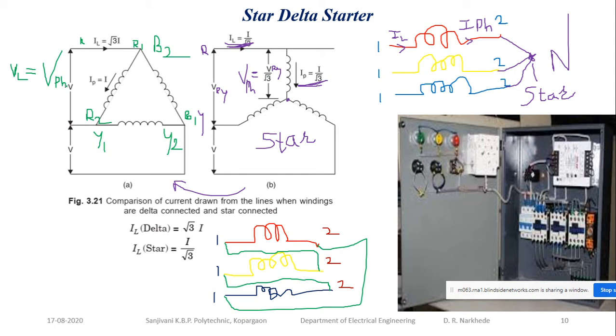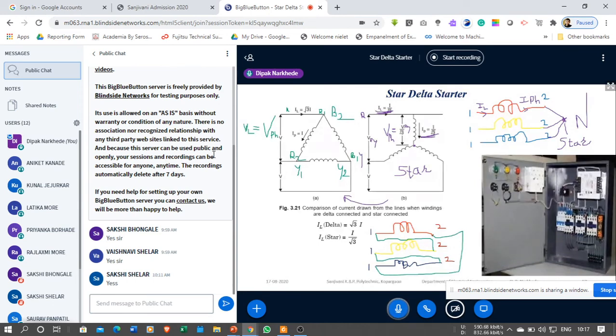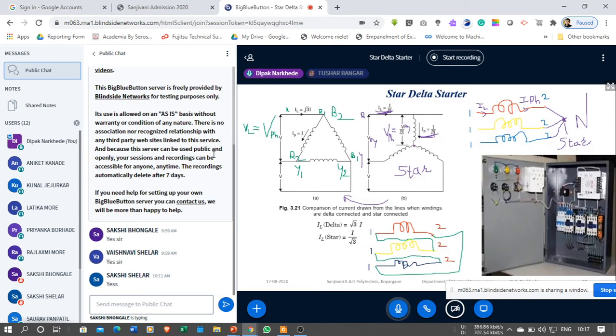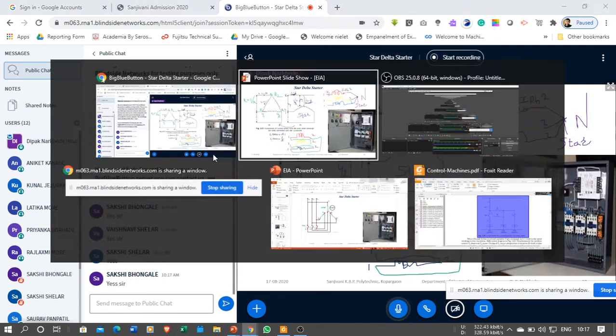Now, is it clear to all of you? Is it clear? Yes, sir. Okay, star connection means what, delta connection means what, and why you connect in star and then switch to delta.